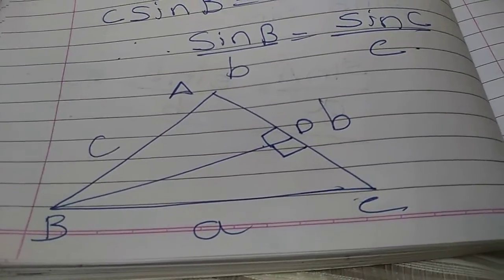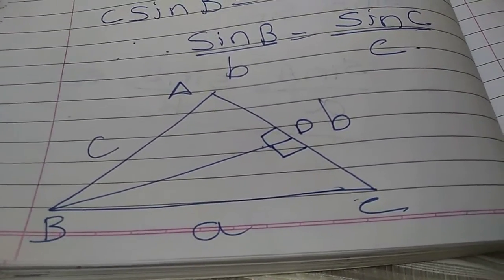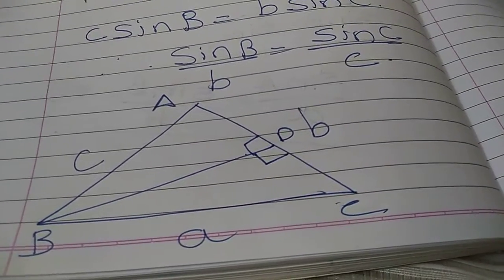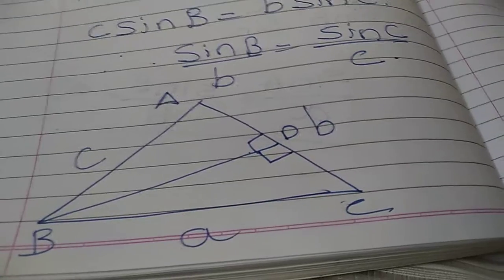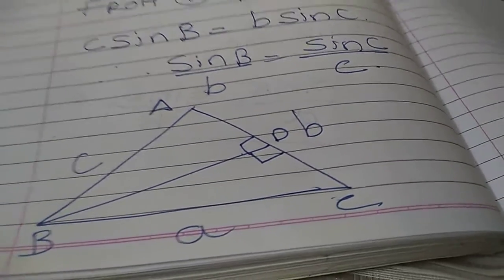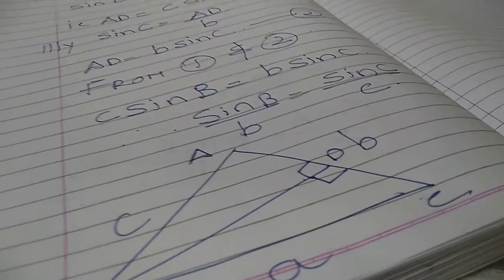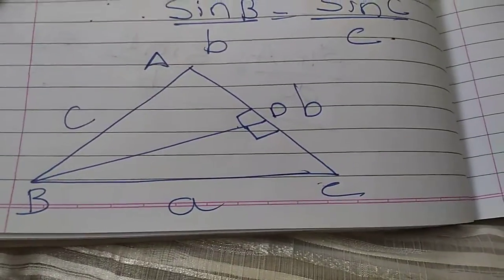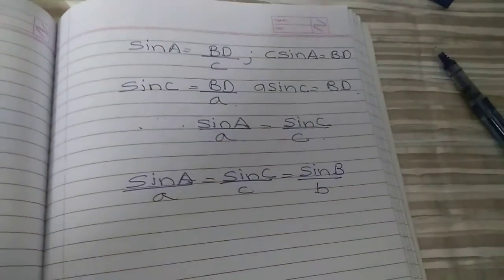If you apply sine A and sine C, you will get the result sine A upon A is equal to sine C upon C. Similarly, as you have done it out here, the same procedure gets applied to this part. I am doing the same procedure. Please see to it.